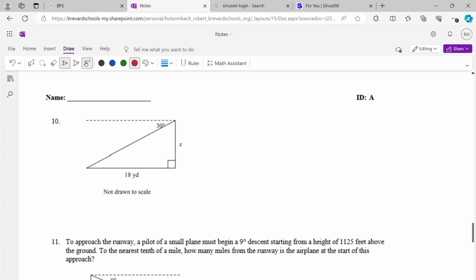Problem number 10. Again, you've got an angle of depression of 30 degrees. Its corresponding angle of elevation is also 30 degrees. We're looking at opposite and adjacent. We're trying to find opposite. We've got adjacent. So tangent equals opposite over adjacent. Tan 30 equals opposite over adjacent.